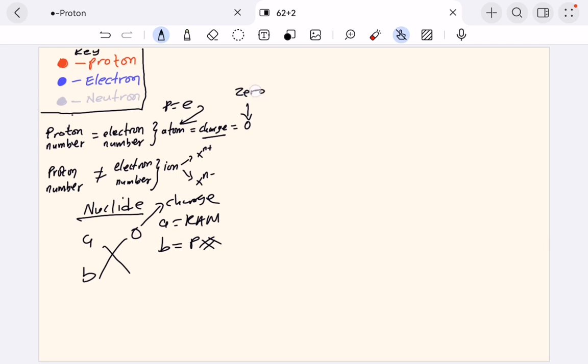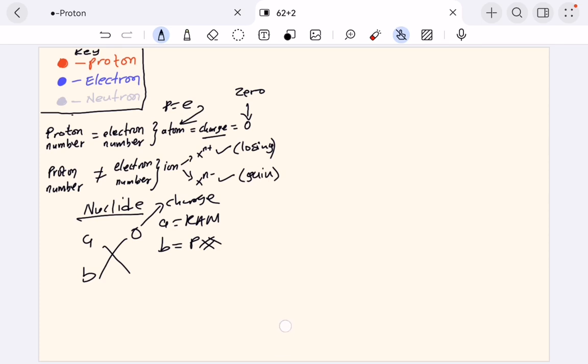The charge is 0. But when you're dealing with an ion, where the proton number is not equal to the electron number, it's either we have a positively charged ion or a negatively charged ion. So positively charged ion means losing electrons, then negatively charged ion means gaining electrons.